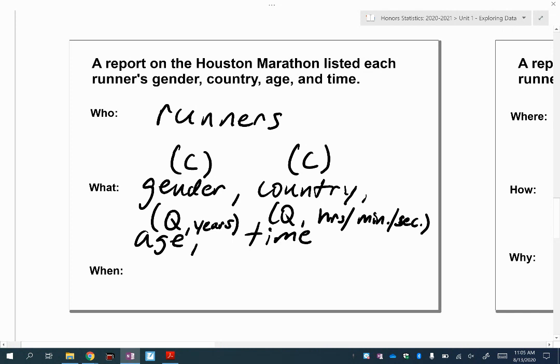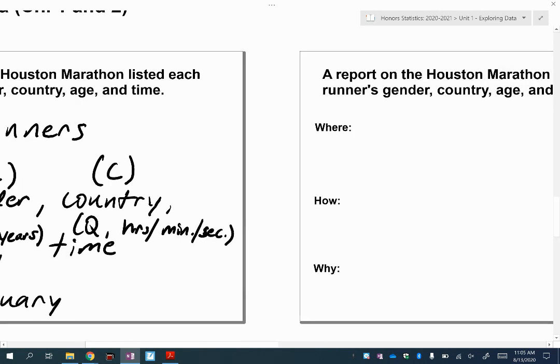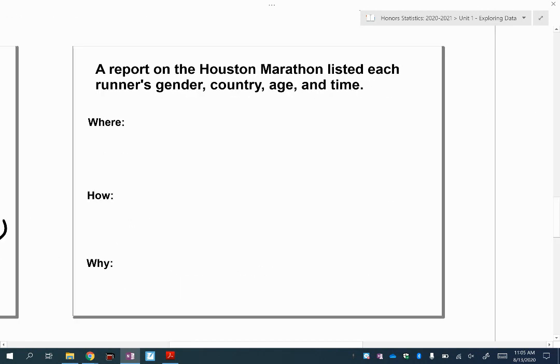All right, for the when. Now again, it doesn't list when this actually happened. I know the Houston Marathon is in January, so I'm going to put January. And don't worry, I don't run marathons. Okay, and then the other 3 say where, how, and why. Where, Houston. How, now this one is fun.